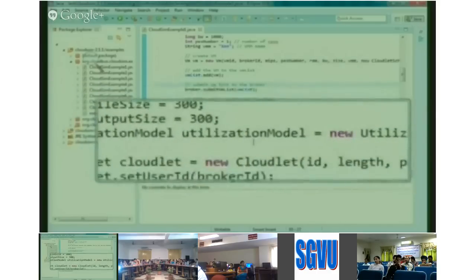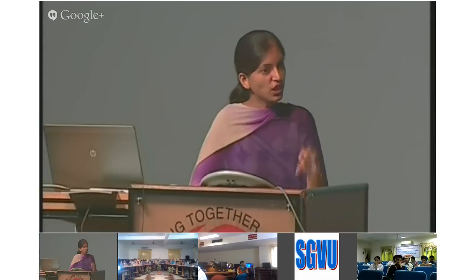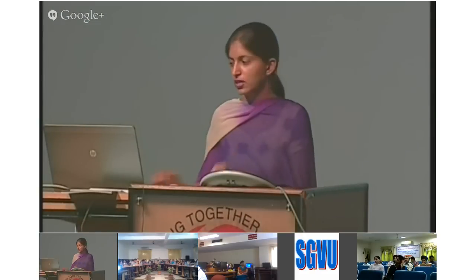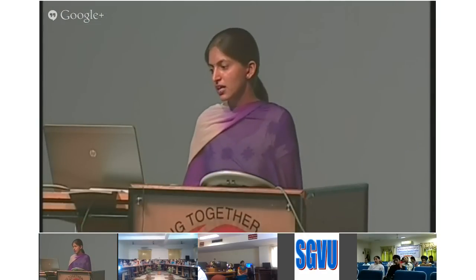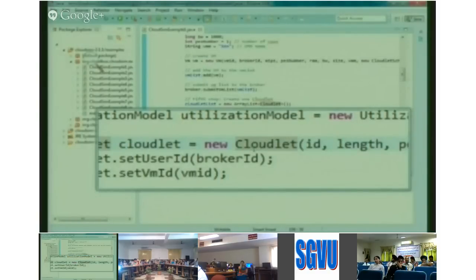So next is that one. Utilization model is that whether cloudlet is utilizing the virtual machine resources fully or not. So in this case, we have simplified it. We have written utilization model full. Then cloudlet constructor is called, and all those characteristics, all those attributes are passed as parameters of this constructor.